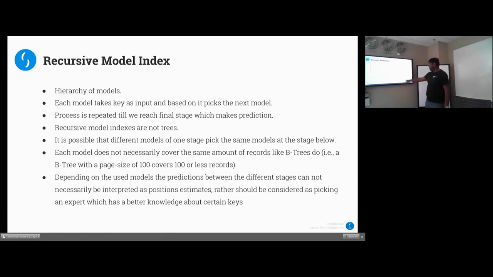The first stage should not be taught as giving you a position estimate. It's rather saying which expert you have to talk to at the next level. That is all it's really saying. It's a triaging process on how to reach the particular point.